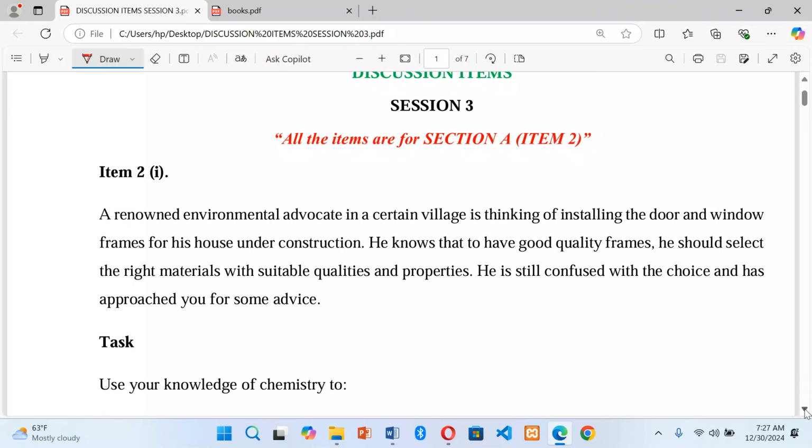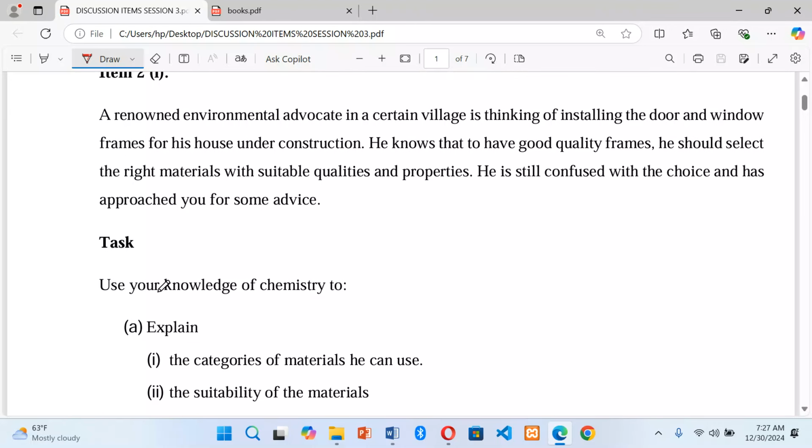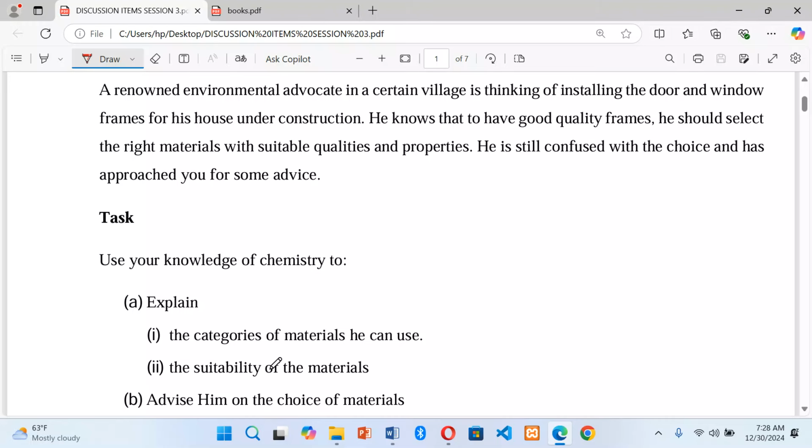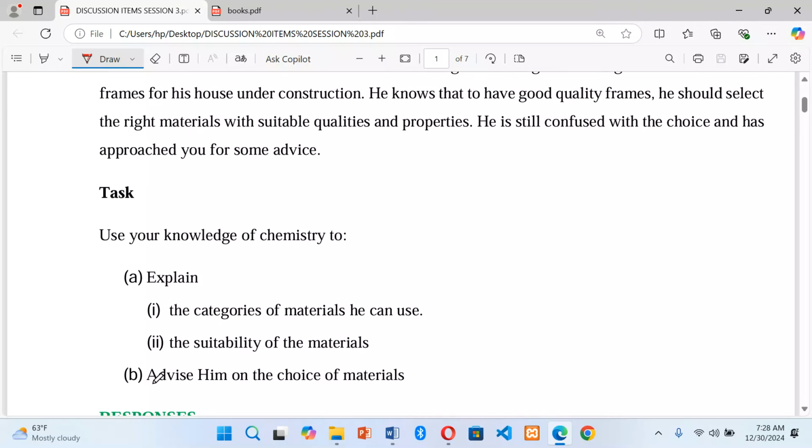Ask: use your knowledge of chemistry to explain the categories of materials he can use, the suitability of materials, and then part B, advise him on the choice of materials.